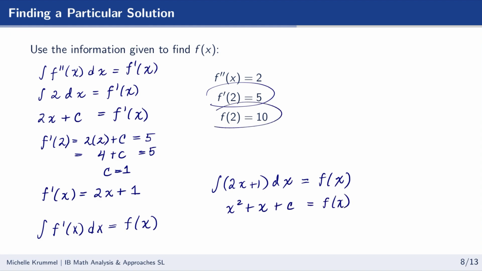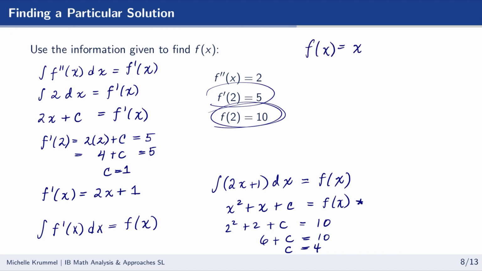And then we have here that f of 2 equals 10. So now if we substitute 2 in for x, 2 squared plus 2 plus c, we are going to get 10. So it's 4, 6, 6 plus c is 10, c is 4. So now we can come back to our f of x equation here, and we know that f of x equals x squared plus x plus 4.